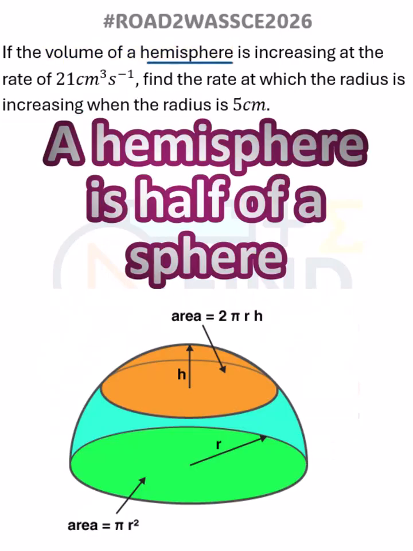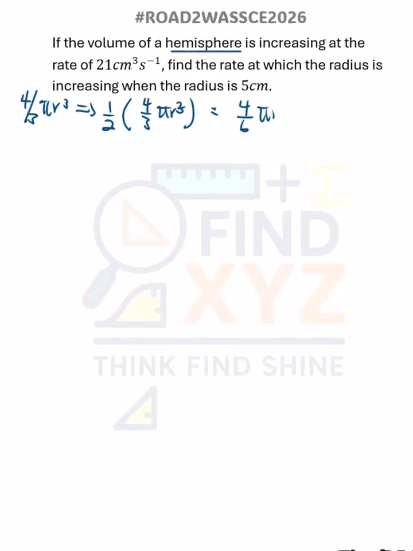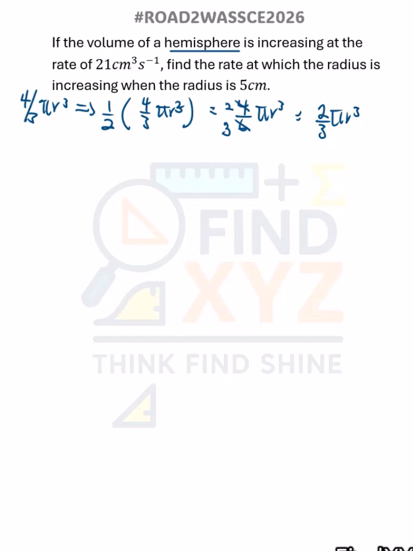A hemisphere is half of a sphere, and we are talking about volume. Since the volume of a hemisphere is half of the volume of the sphere, we need to know the volume of the sphere. The volume of the sphere is 4/3 pi r cubed. Now when we take half of this, which is 1/2 of 4/3 pi r cubed, we are going to get 4/6 pi r cubed, and this simplifies to how many 2 are in 4? That is 2. How many 2 are in 6? And that is 3. So we have 2 out of 3 pi r cubed. This represents the volume of the hemisphere. So volume of the hemisphere is 2/3 pi r cubed.